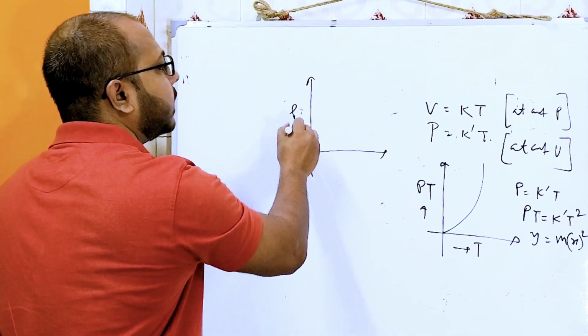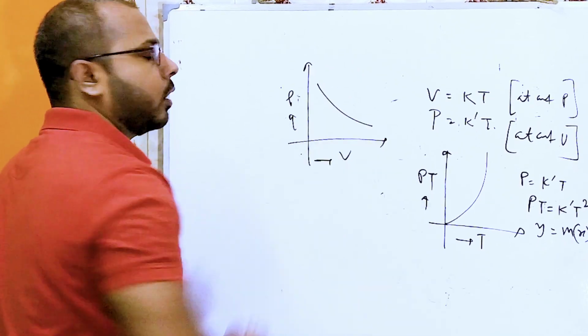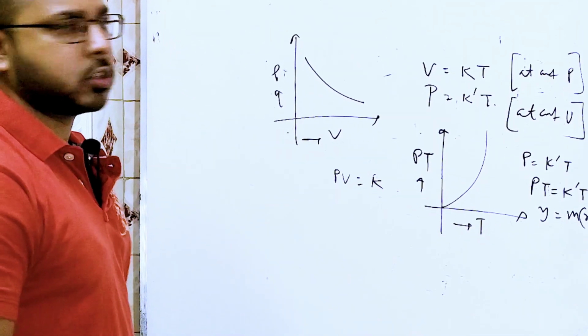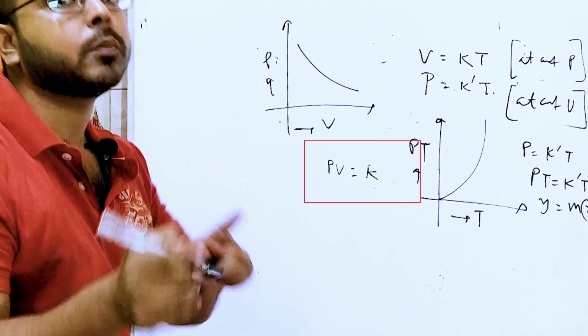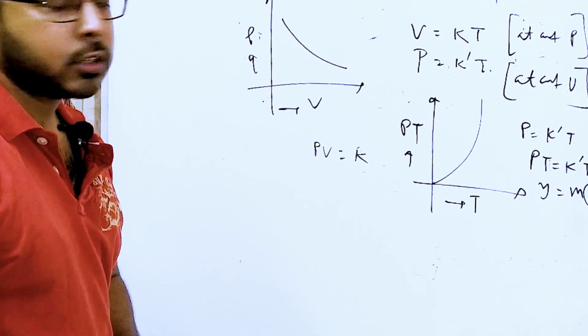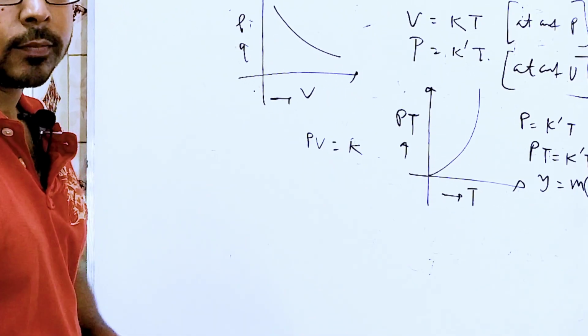Why is the PV curve like this? Because PV equals constant. So xy equals constant. That means rectangular hyperbola. I have just said this. So PV would be like that.